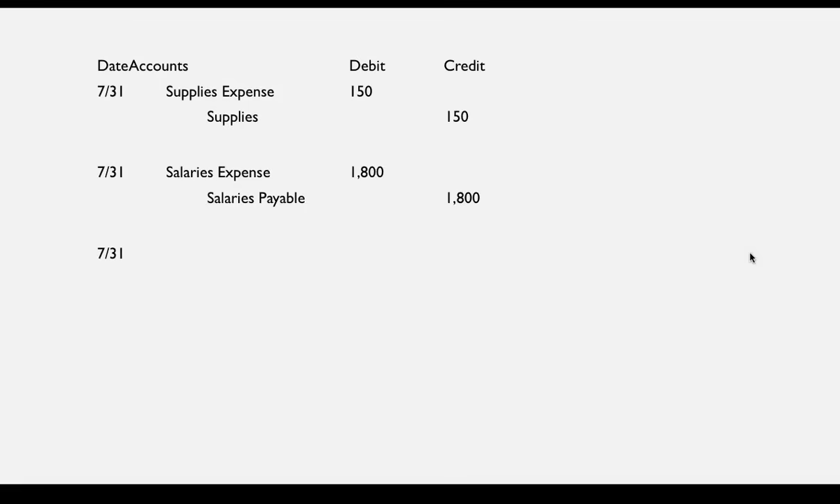Our third adjusting entry says the equipment has depreciated $125 this month, right? So when you buy a car, over time that car is going to lose value. So we call that depreciation. So here we're looking at another expense. So we're going to call it depreciation expense. So we'll debit our depreciation expense, $125.